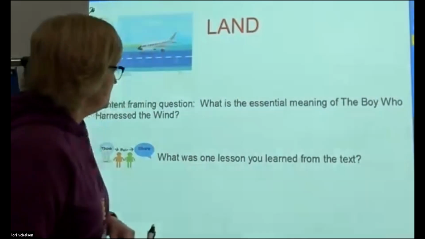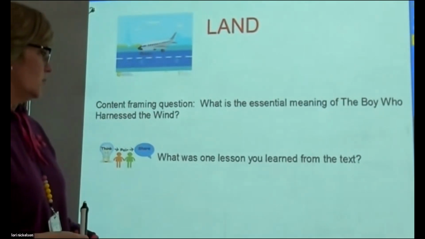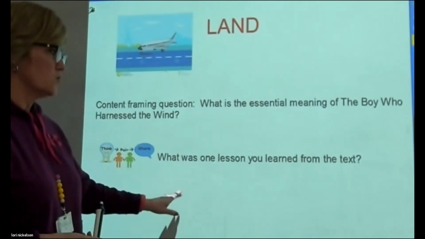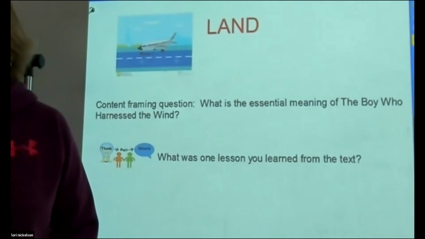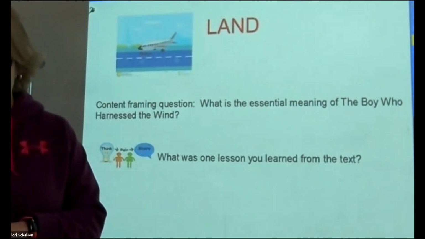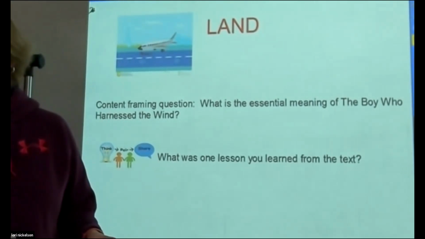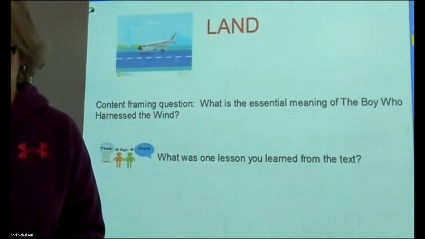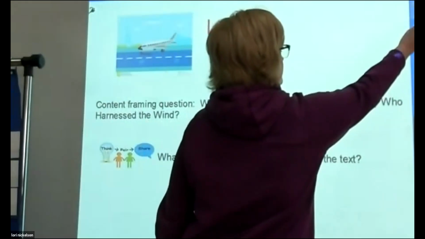All right, so our content framing question is, what is the essential meaning of The Boy Who Harnessed the Wind? So what can we take away from this? What was one lesson that you learned from this text today? What did you learn? Determination, never to give up on things. I think that's an awesome plan. Never give up on your dreams. Keep stepping forward. All right, so let's move on.